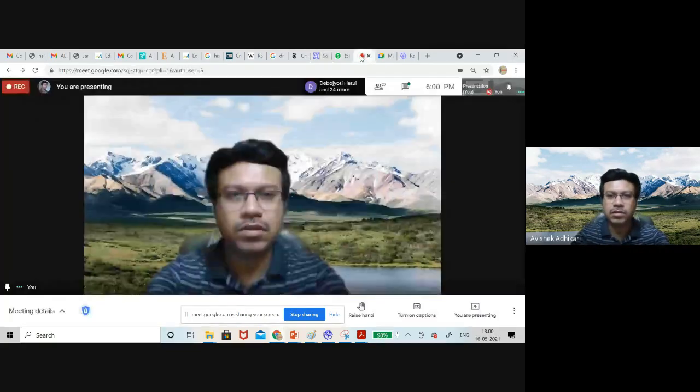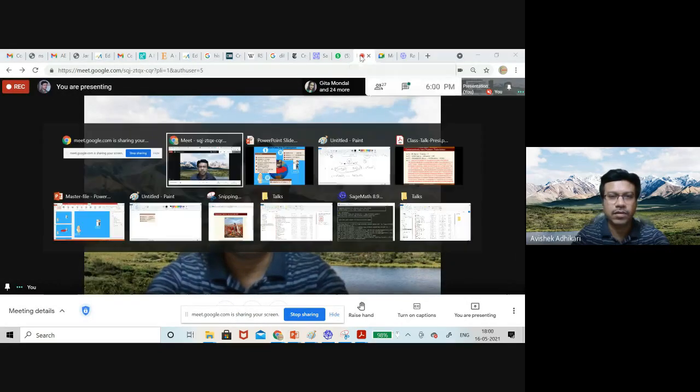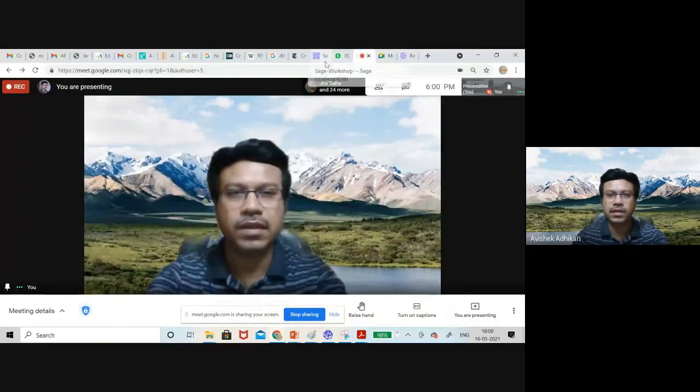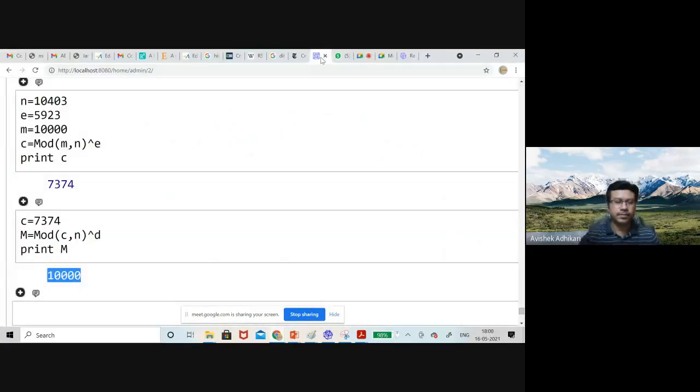Can you please show the decryption part once? Okay, sure. The decryption part in Sage, you want to see it, sir, in Sage? Okay. Yeah. It's done. So if you want to make a screenshot of it, you can.